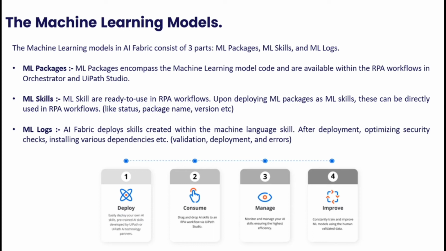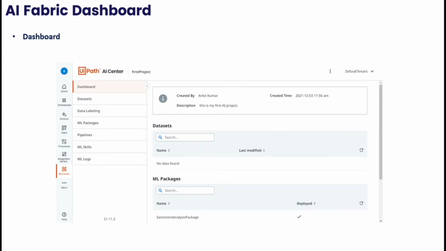The second one is ML skills. ML skills are ready-to-use RPA workflows; once deployed on Orchestrator, we can directly use them in our Studio. Basically, the ML skill page provides us detailed information like ML status, package name, version, etc. And the third one is ML logs. ML logs means machine learning logs, and it provides detailed information about ML events, packages, validation, deployment, and errors, etc.